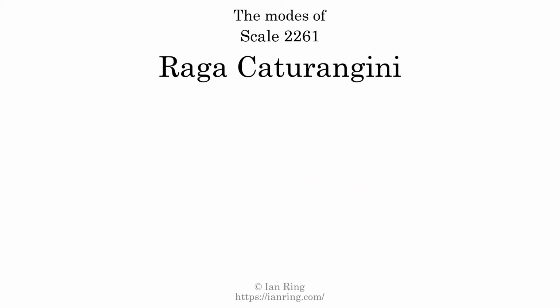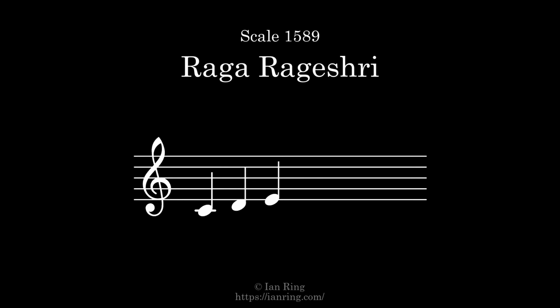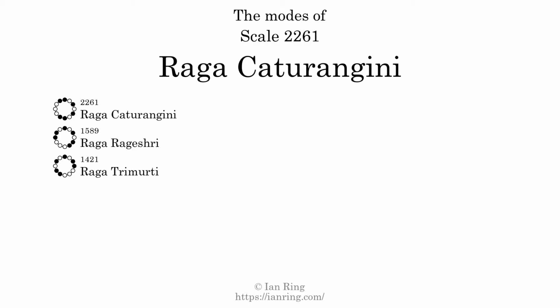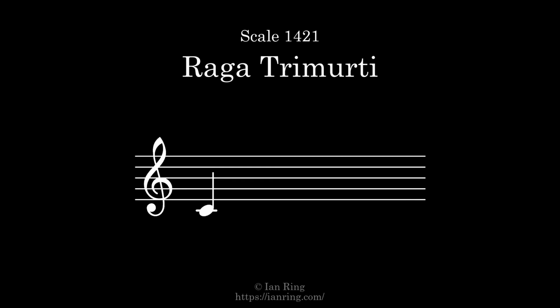This scale has 6 modes. The first mode is itself. The second mode is scale 1589, also known as Raga Rajashri. It sounds like this. The third mode is scale 1421, also known as Raga Trimurti. It sounds like this.